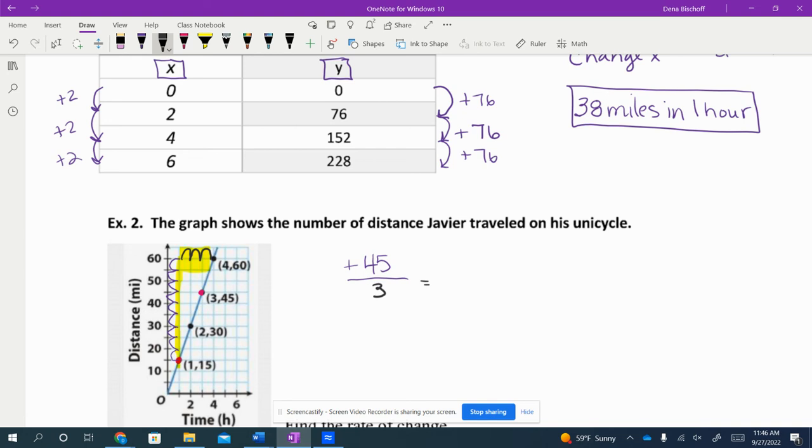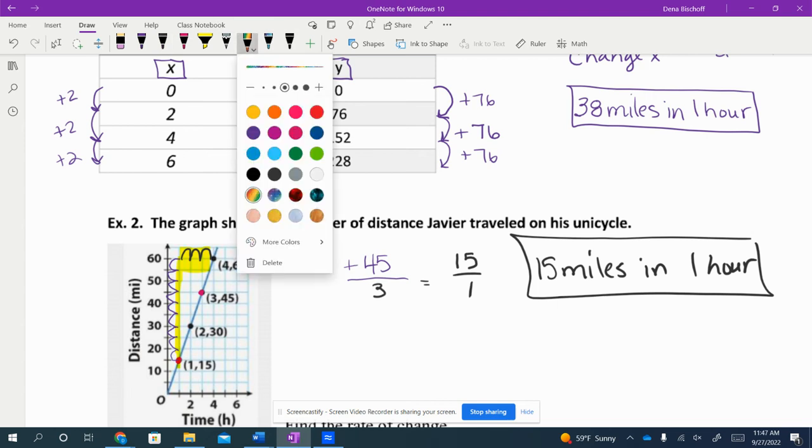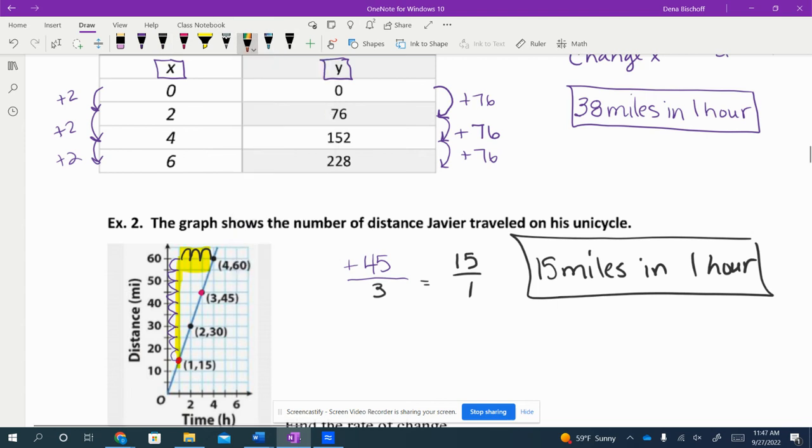45 over 3 reduces to 15 over 1, meaning that he travels 15 miles in 1 hour. So I want to talk to you about, what if I had chosen 2 different points? What if I didn't choose the 1 and the 15? What if I had chosen the ordered pair (2, 30) and the ordered pair (3, 45)?